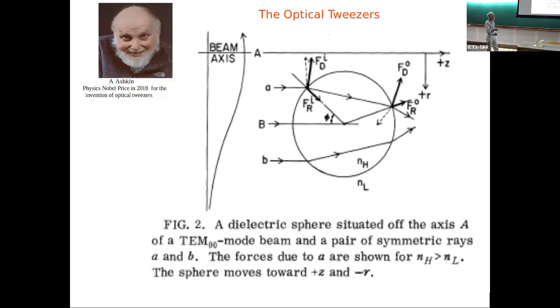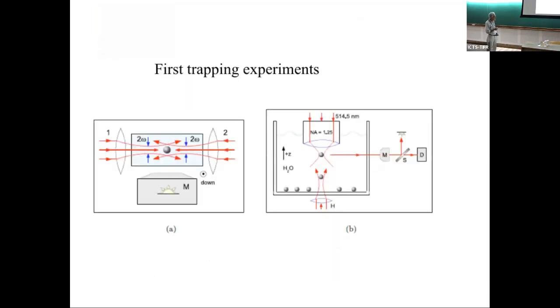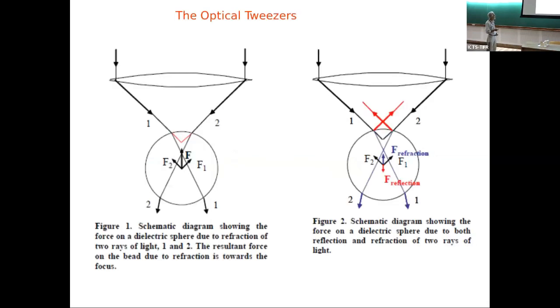Optical tweezers: I don't want to spend much time on the ideas, since this is not the place to explain. But I want to recall that Ashkin got the Nobel Prize in 2018 for inventing this technique, which today is very useful in many fields, going from rheology to biophysics, etc. I won't go into the details of that.